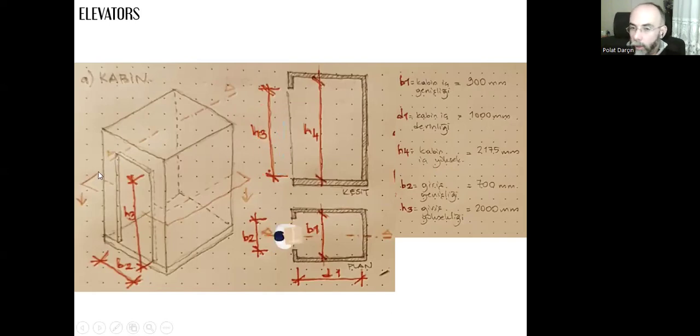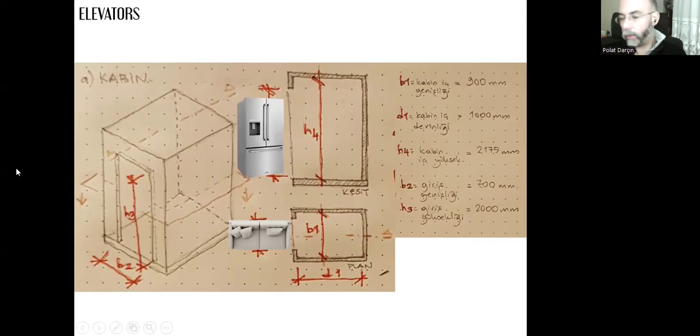But if the person is going to be carrying stuff, these can be boxes, or it can be furniture, like a sofa or a refrigerator, then this door width of 70 centimeters won't be enough. It needs to be at least 90 centimeters, 60 plus 15 on each side. So the total will give us 90 centimeters. 90 is the minimum.